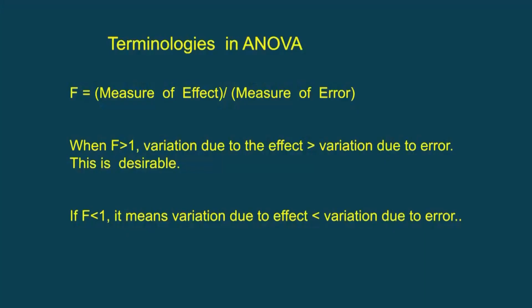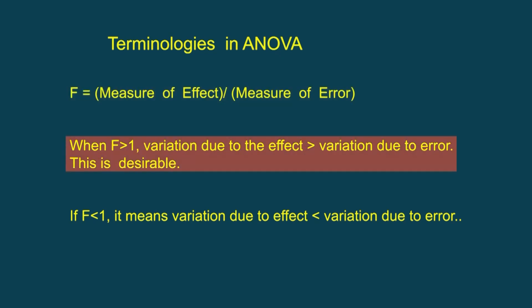Now we move on to the second important measure, which is about F and what values it can take. It is very clear from the ratio that F is the measure of effect divided by the measure of error. So if it is greater than 1, then definitely the measure of effect is greater than the measure of error. As a result, the explained variation will be more, and that will speak well of the model.